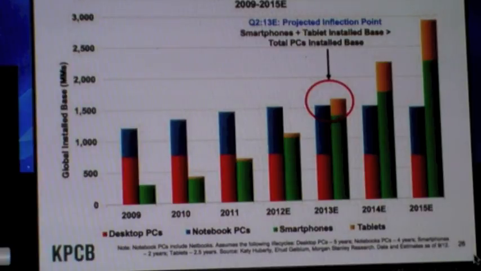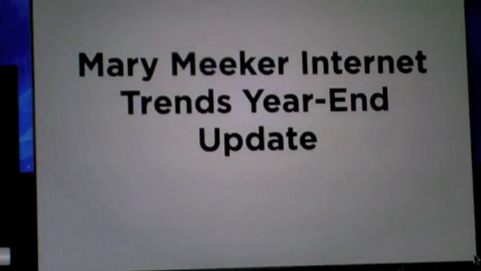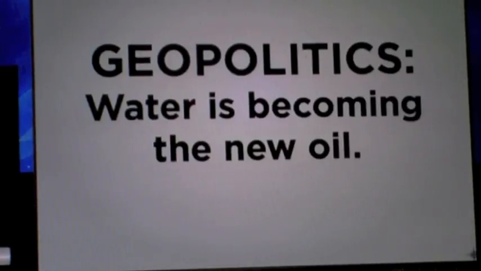I wrote a little bit about this in To Sell Is Human, but I don't think we've really wrapped our minds around this. If you want Mary Meeker's report, she has like a 100-slide deck. Just Google this term, Mary Meeker Internet Trends Year-End Update, and you'll get it. She's provided it for free. It's fantastic. So take a look at that. Let's go to the next one.